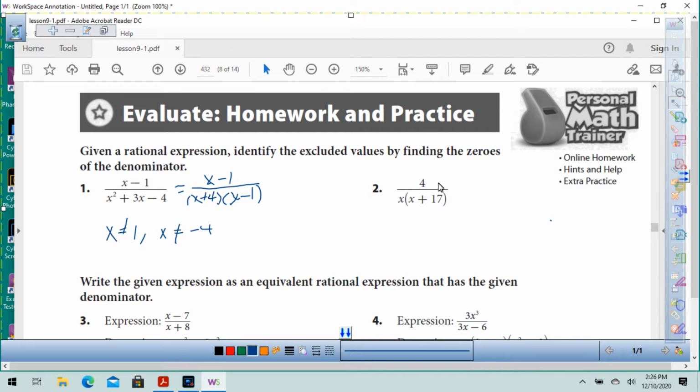Now let's take a look here. This one's already factored for us. So what do we got? We've got x cannot equal 0. And then x plus 17 equals 0, so x cannot equal negative 17. All right. That's basically what I did over there.